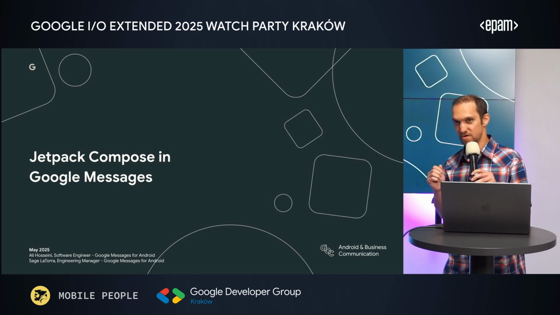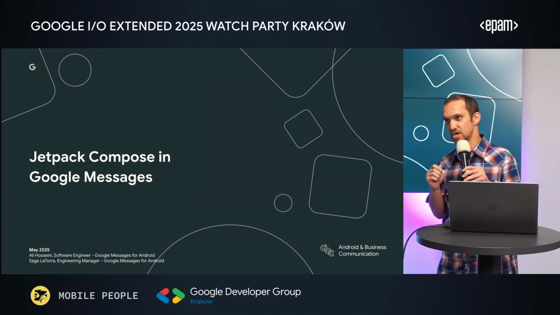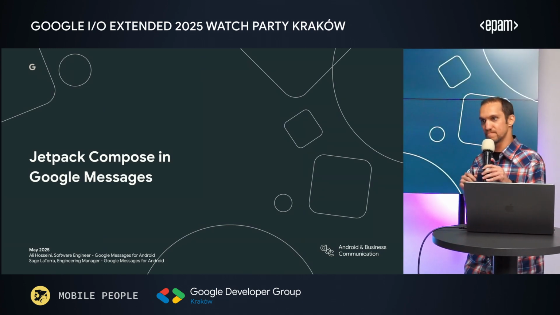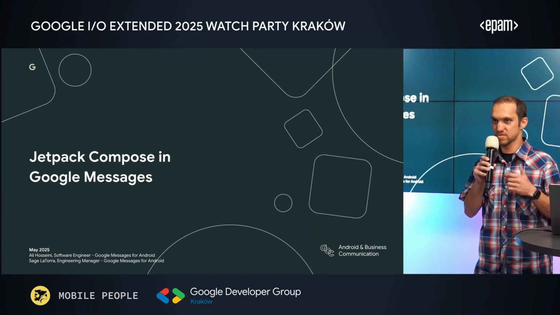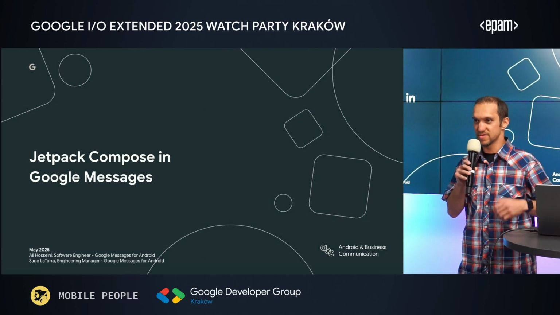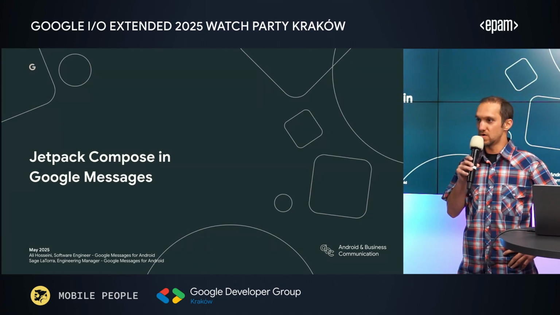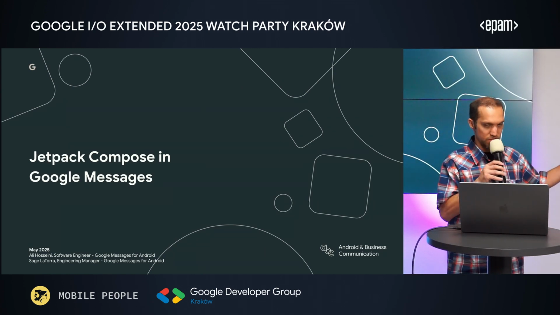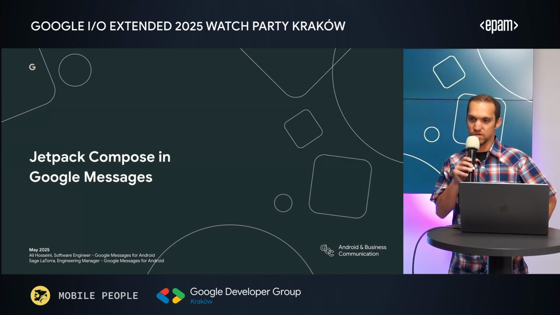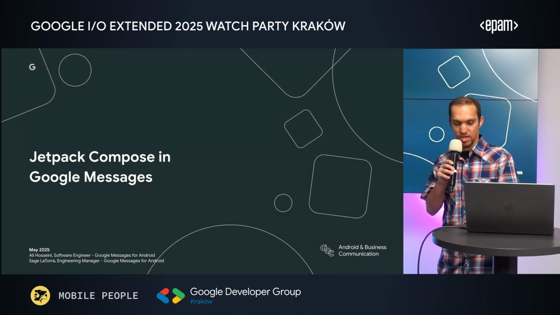So I'm going to be talking about how we transitioned to using Jetpack Compose in Google Messages. Google Messages is the app for sending SMS and RCS messages on Android. And then Sage will be following that up with a discussion about how we're adapting our testing for that.